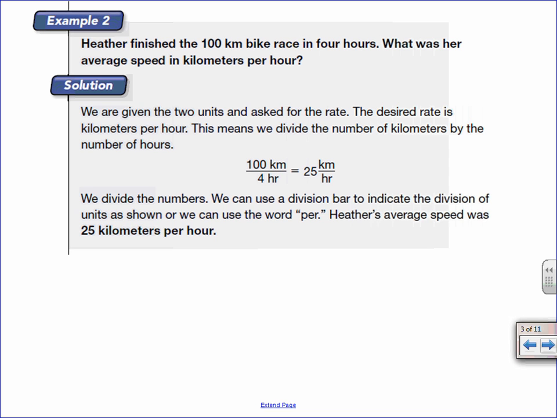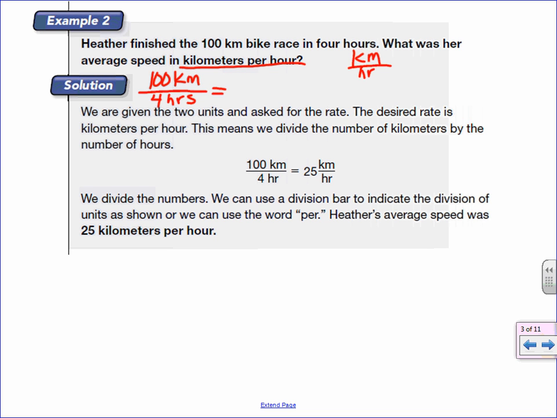Heather finished the 100-kilometer bike race in 4 hours. What was her average speed in kilometers per hour? So kilometers per hour tells us that we want our final units to be kilometers divided by hours. The per means divided by. So that tells me I'm going to take the kilometer number that they gave me in the problem, and then I'm going to divide that by the hours number they gave me in the problem.